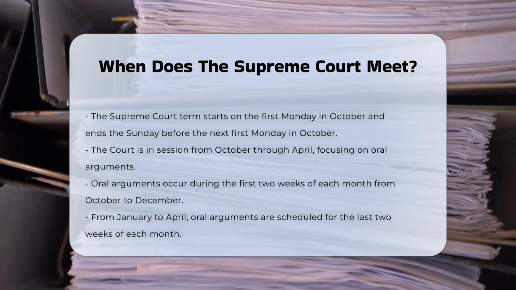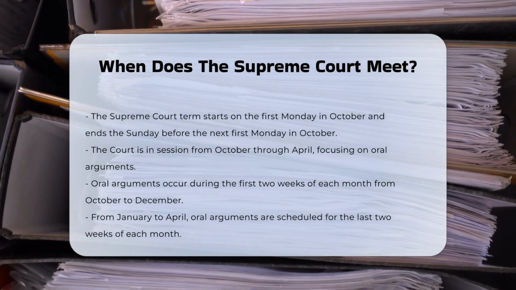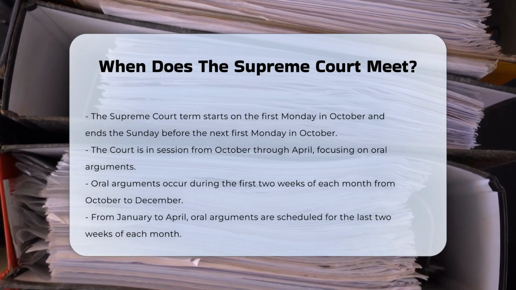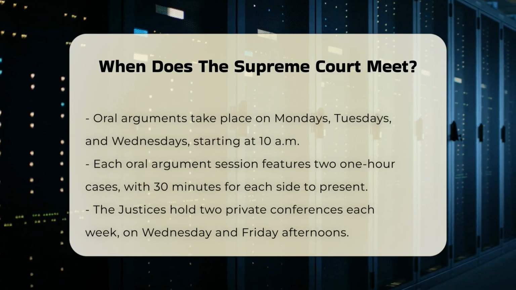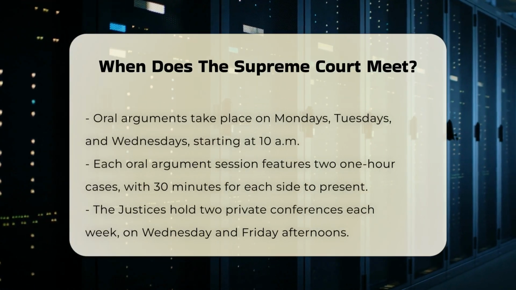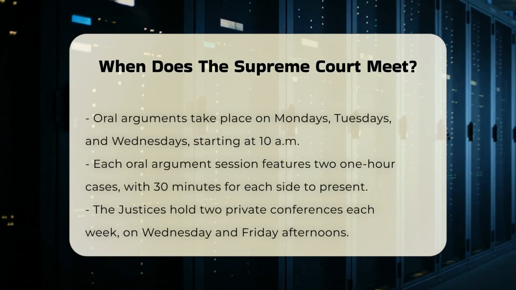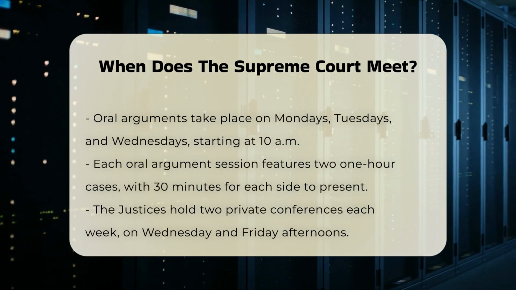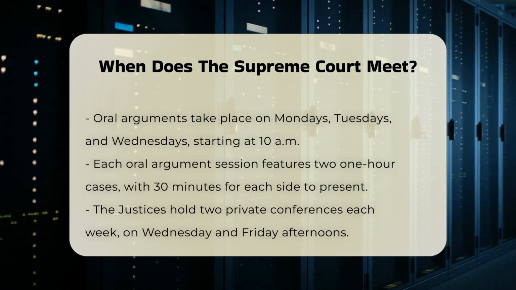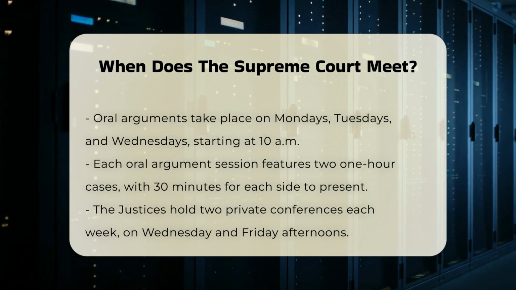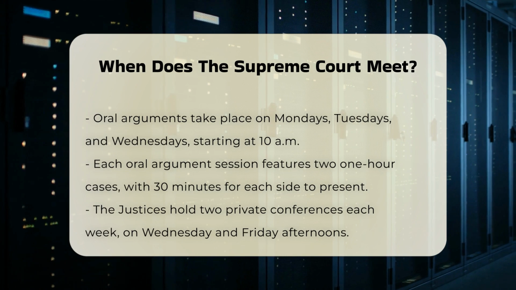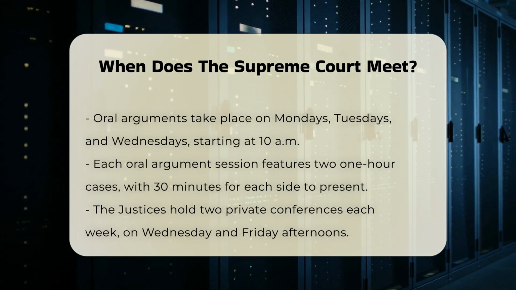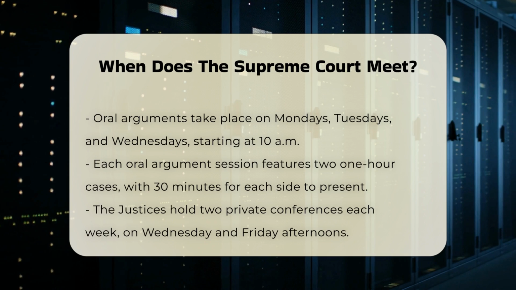During this term, the court is typically in session from October through April, hearing oral arguments. From October to December, arguments are heard during the first 2 weeks of each month. From January to April, arguments are heard during the last 2 weeks of each month. Oral arguments are conducted on Mondays, Tuesdays, and Wednesdays, with each day typically featuring 2 one-hour arguments starting at 10 a.m. Each side is given 30 minutes to present their case and answer questions from the justices.